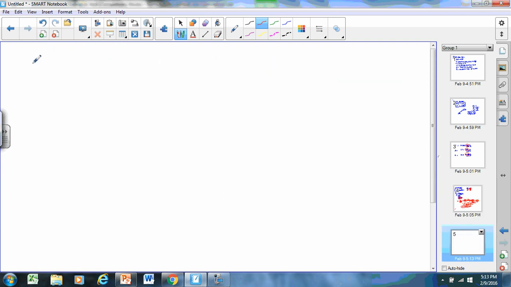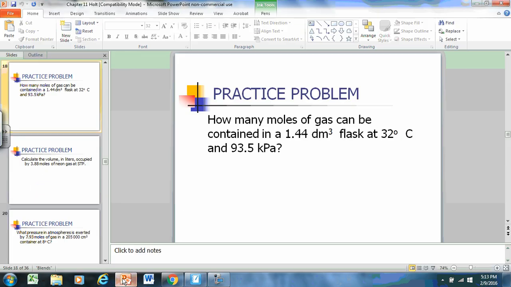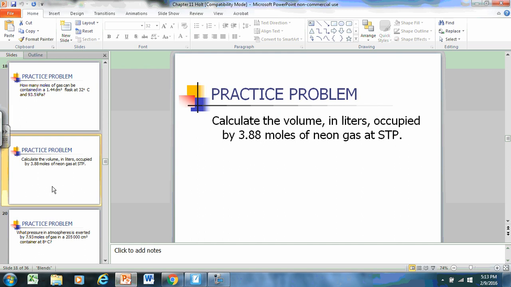Okay, next problem. I'm going to flip to the PowerPoint, but remember, PV = nRT. There are 5 variables in the ideal gas law equation, and you will always know 4 of them, and you're solving for the 5th. So here is my second one, and it says calculate the volume in liters occupied by 3.44 moles of neon gas at STP. Okay, so this one's kind of crazy.